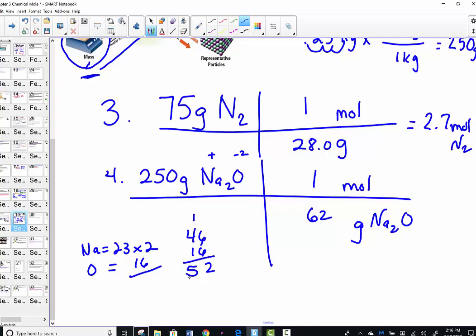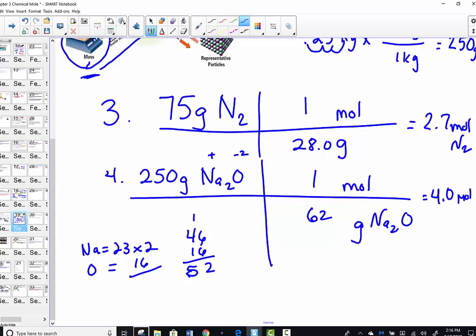Carrier 1, most days of the week, would give that a 62. That's me in mental math. Not so much, but I can do it with the calculator. 250 divided by 62, and do you find 4.03 something? And that unit ends up to be moles.